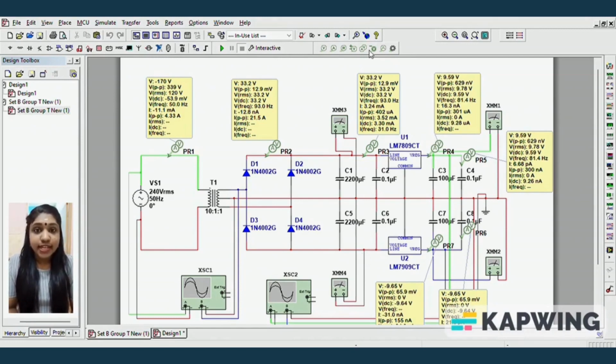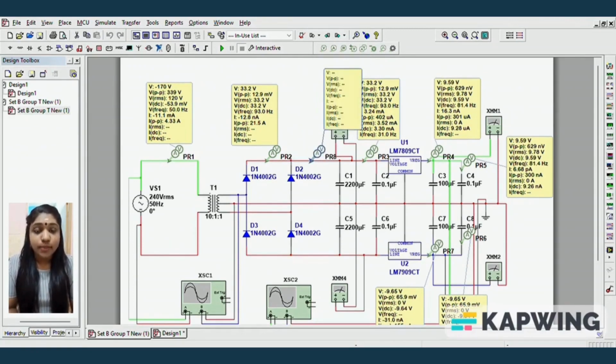Finally, we can click the current and voltage symbol on top of the toolbar and place it at places that we want to measure the current and voltage of components like diode, capacitor and so on. After all is set, we can click the run button on the top and let it run for a few seconds. Then we stop it. Now we can see the readings from each and every measurement tool that we inserted.